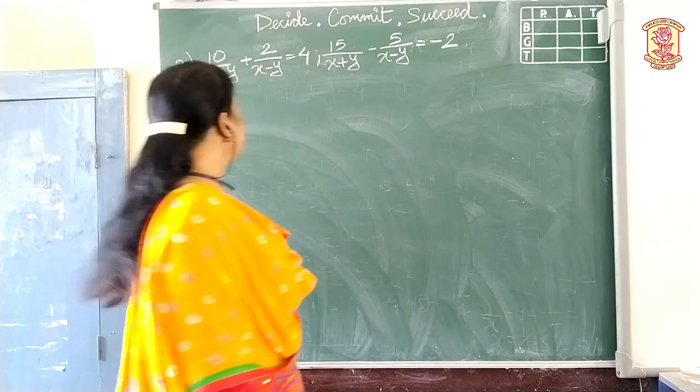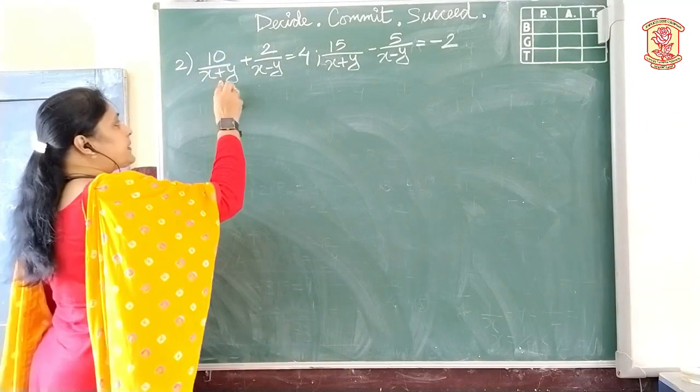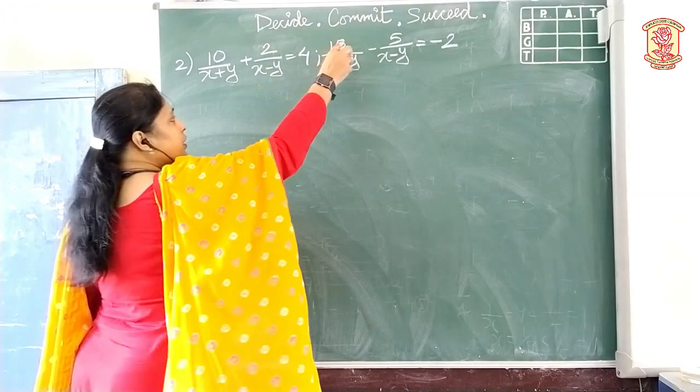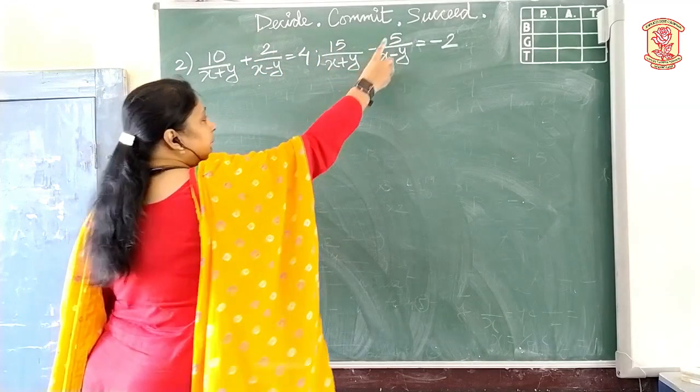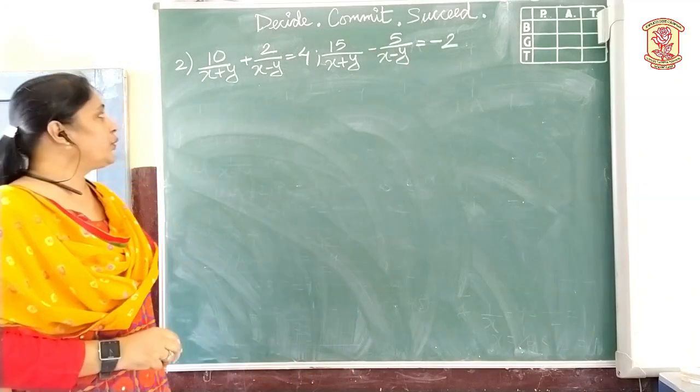Let's start with the second equation. 10 upon x plus y plus 2 upon x minus y equals 4. 15 upon x plus y minus 5 upon x minus y equals minus 2.